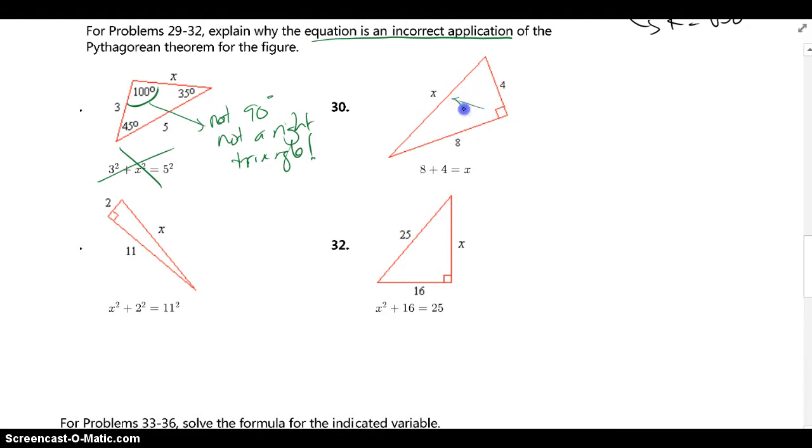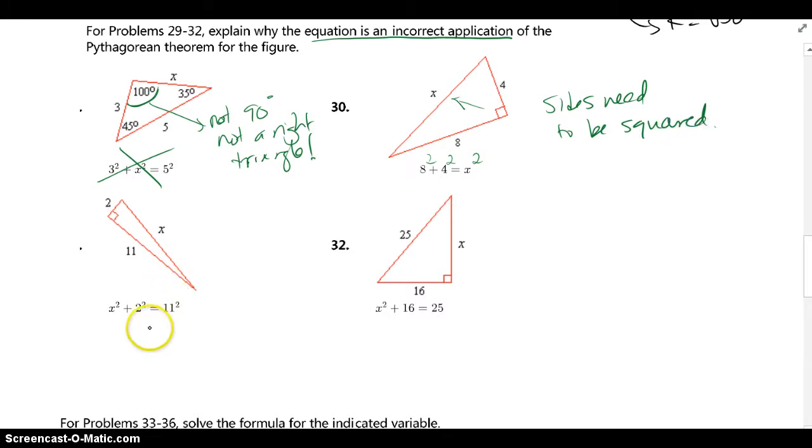This next one, number 30, seems to be a little bit more clear, because although this is the hypotenuse and the c value across the right angle, all they're doing is just adding the sides. And remember, they all need to be squared for the Pythagorean theorem to be applied correctly. So sides need to be squared. That's what's wrong with that one.